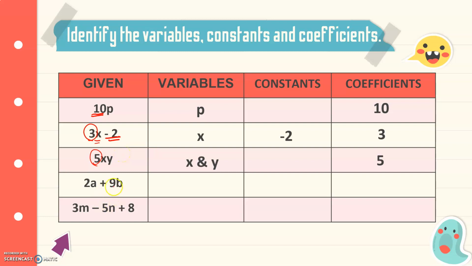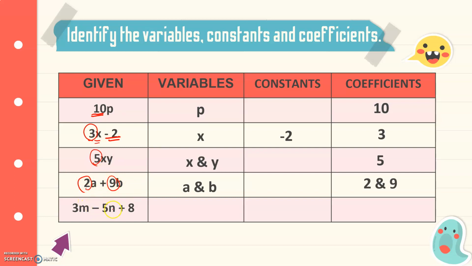Next, we have 2a plus 9b. Our variables here are a and b because they are letters from the English alphabet. Our constant is none because there's no fixed value here. Then we have our coefficients as 2 and 9. 2 is to be multiplied to a and 9 is to be multiplied to b. That's why these are our coefficients.